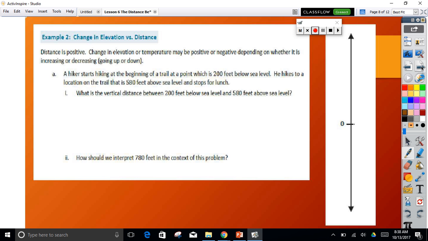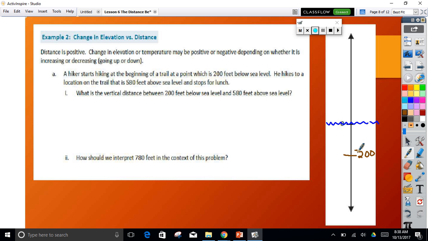Part A says a hiker starts hiking at the beginning of a trail at a point which is 200 feet below sea level. And I put a number line up here. I'm going to put these points approximately on the number line. So I'm going to say that 0 is sea level. So I'll draw a little C there. Okay, that's sea level. And he is 200 feet below sea level. So he starts on the trail here at negative 200.